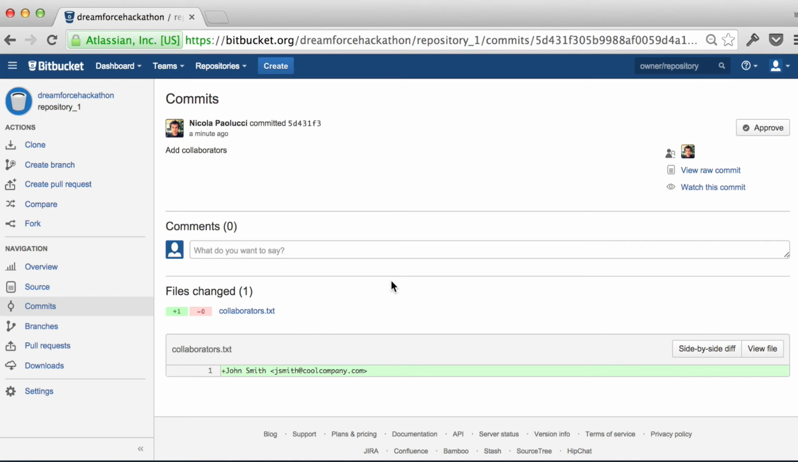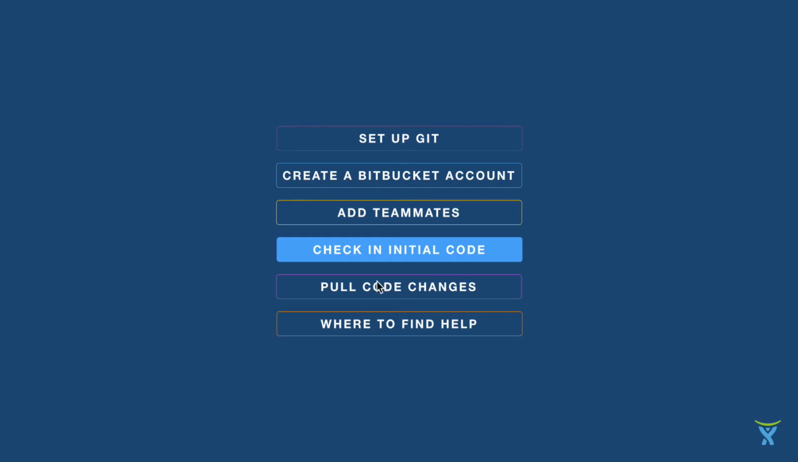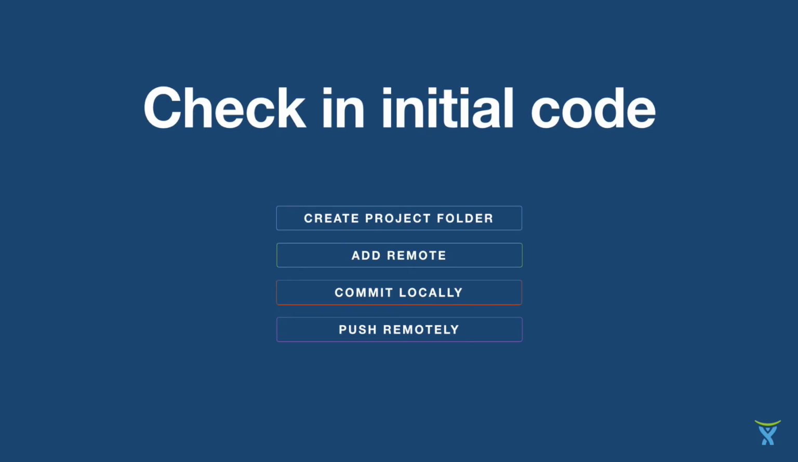Let's review what we just did. We have created a project folder on our local machine. We have added a remote so that we can push code on Bitbucket. We have created a commit locally, and then we have pushed our local commit remotely on Bitbucket.